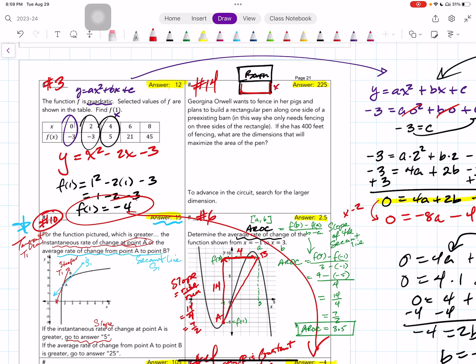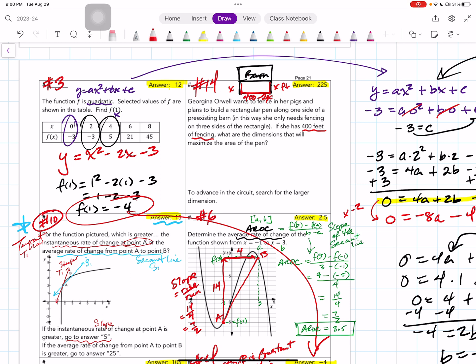So if this side is x feet, this side is also x feet, because opposite sides in a rectangle are congruent. And if she has 400 feet of fencing, which is the total length you have, then whatever is left over has to go on this length right here. So it's 400 feet minus the 2 smaller sides. So it's 400 minus 2x here.